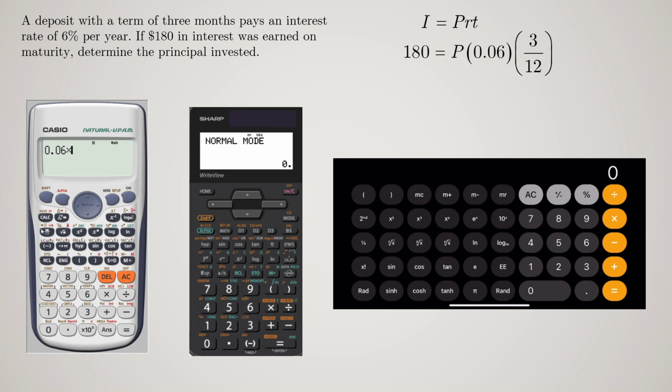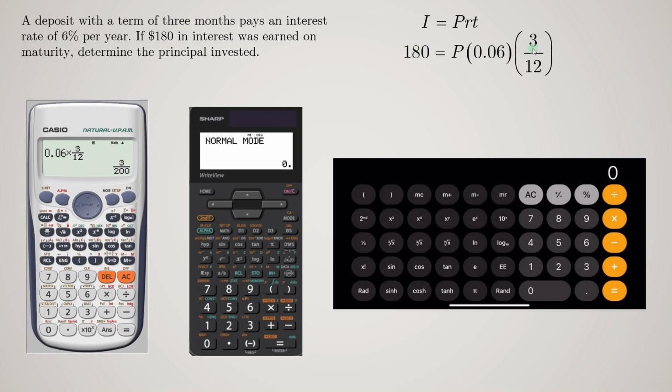Now I'm going to use the fraction button here, 3/12. And that gives me the answer here as a fraction. And this is the number that I now need to divide into 180. Remember, we're solving for P, so we need to do 180 divided by the result that we just got.